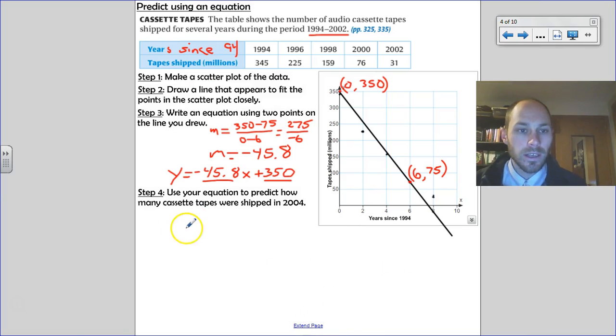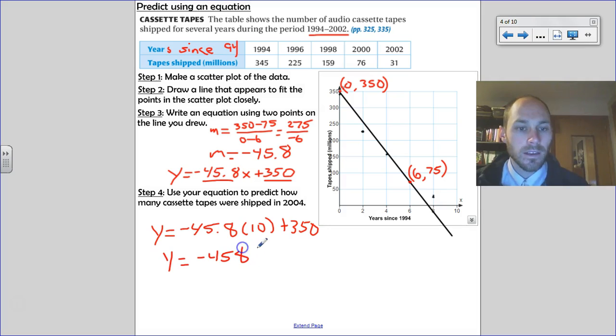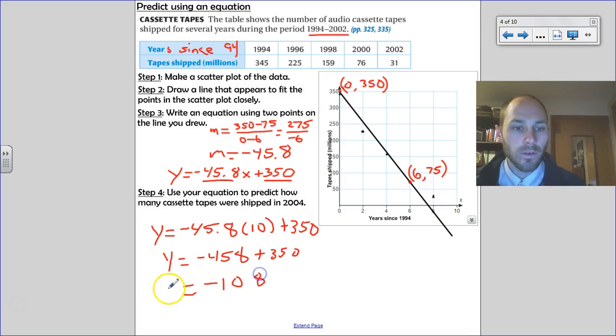So what we can do is use our equation, y equals negative 45.8 times x, where x is 10, plus 350. If we simplify that, that gives us negative 458 plus 350. And when I add those two together, I get negative 108. So negative 108 is my value for y. And what does y represent? We're talking about millions of tapes shipped. Negative 108 million tapes.